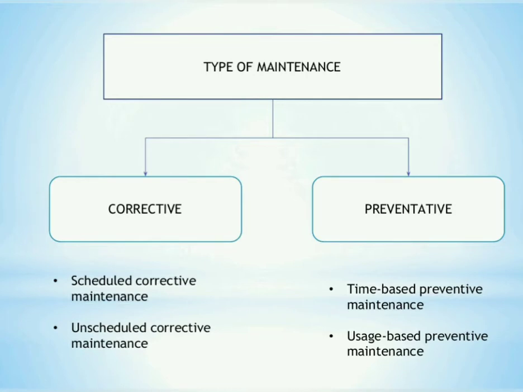Scheduled corrective maintenance means maintenance that is needed but not required to perform immediately. Second is unscheduled corrective maintenance, meaning maintenance that is required due to a critical failure. They must be corrected without delay. For example, an emergency maintenance need for leakage of pipes like that.